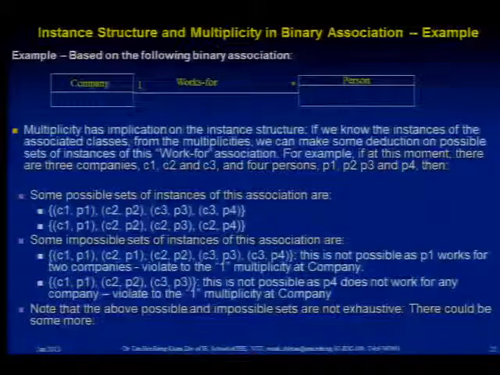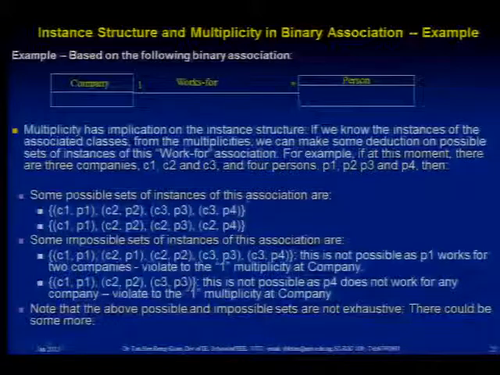Assuming that for this particular class diagram, we have 3 companies, that means C1 is an instance of this class, C2 also, C3 also. And we have 4 people. P1 is an instance of this class, P2 also, etc. Then what kind of instances can this association have?